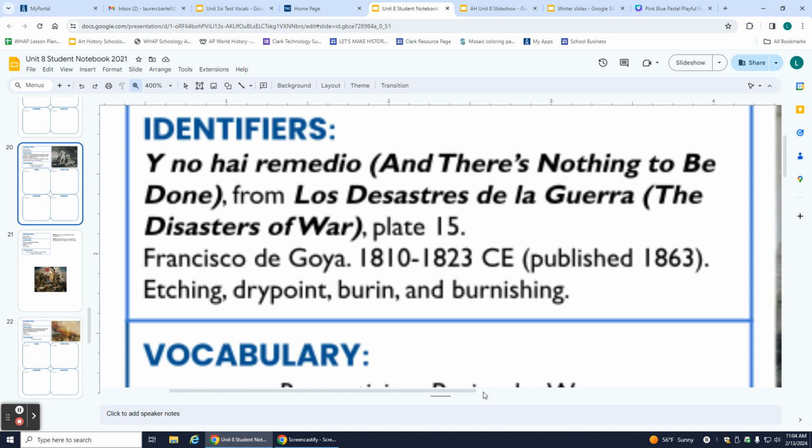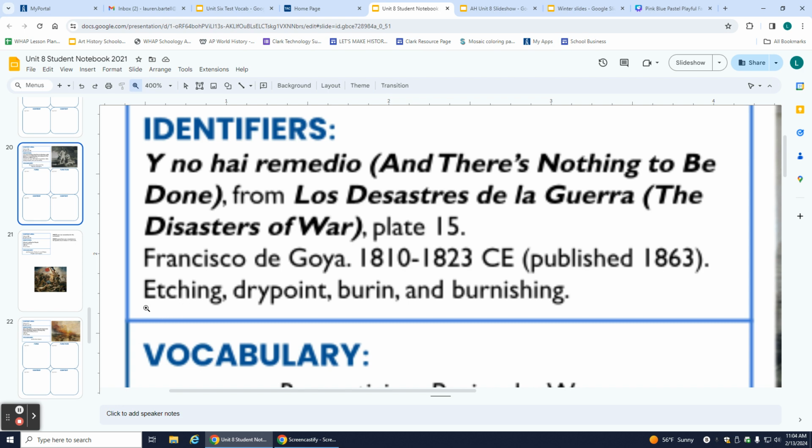Okay, so this is called And There's Nothing to Be Done, and it's from a series called The Disasters of War by Francisco Goya. One thing I'm going to talk about in a little bit is you see how the dates here, 1810 to 1823, are when this series was created, but it was not published until 1863, and we're going to talk about that.